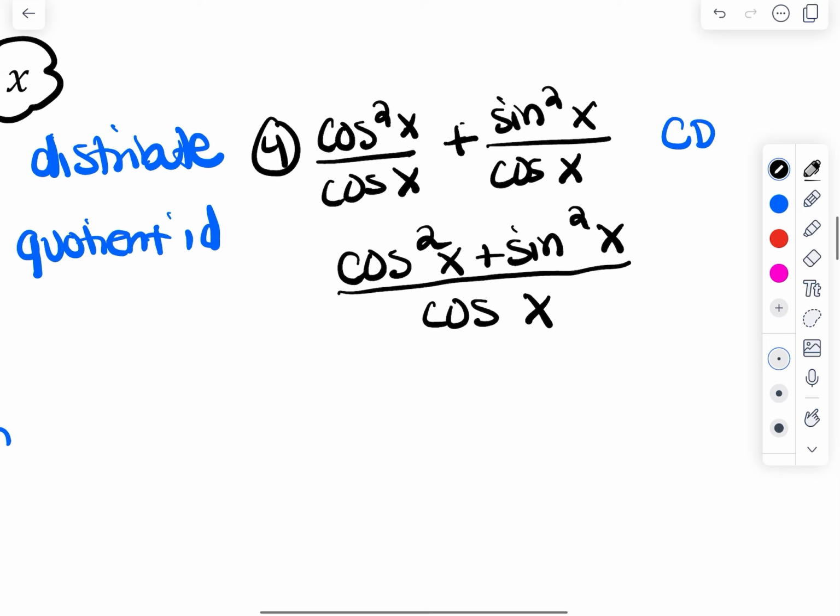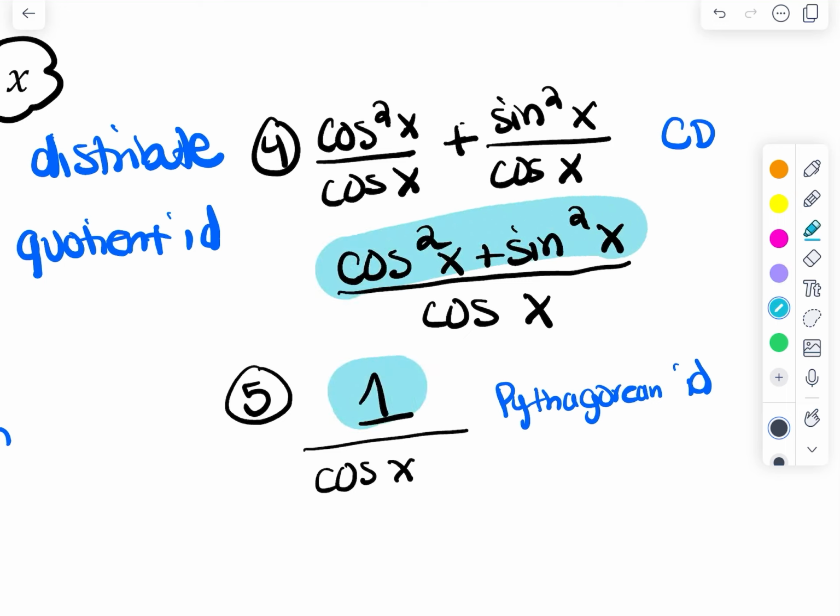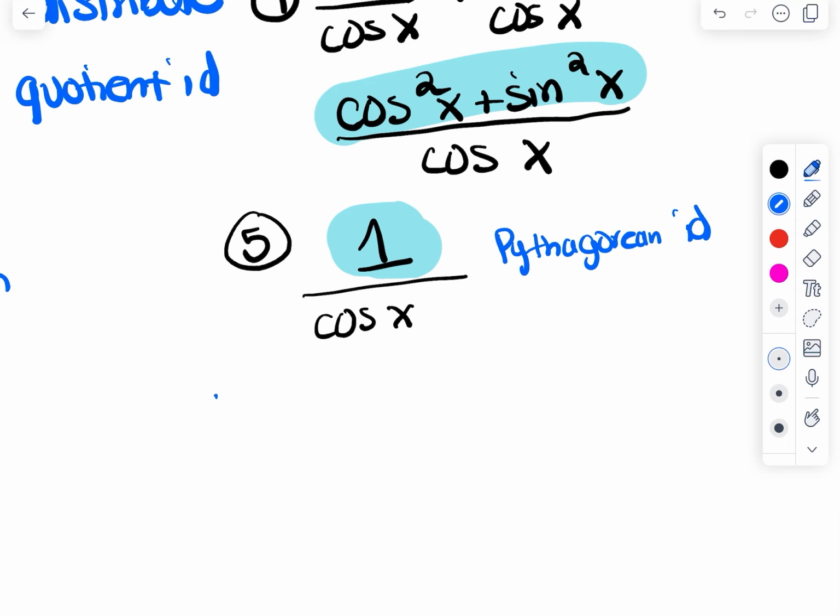Okay, but we know something very special about cosine squared plus sine squared. Cosine squared plus sine squared is 1. And why is it 1? By the Pythagorean identity. And that's 1 over cosine. So my reasoning here is the Pythagorean identity. This little guy right here. That's the Pythagorean identity.